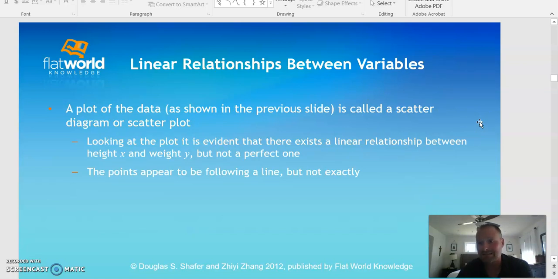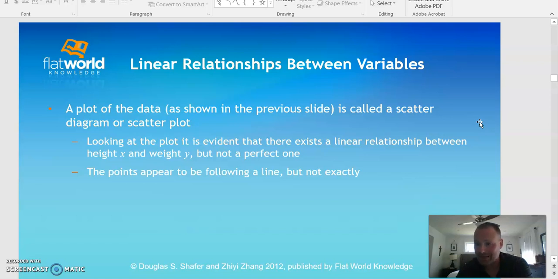It's not, in fact, deterministic, right? We can't determine what that value of y is going to be given the value of x because there's not one line. However, we can say that it is estimated in such a way. This is in many ways kind of like an estimation that these points represent a linear representation. So it says a plot of the data, as shown, is called a scatter diagram or a scatter plot. Looking at the plot, it is evident there exists a linear relationship between the height x and the weight y.